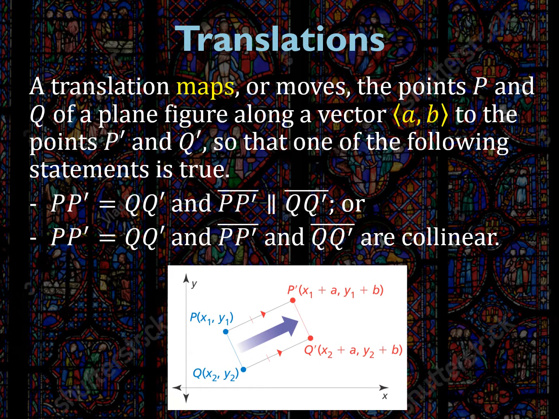A translation maps or moves the points P and Q along a vector <a, b> such that one of the following statements is true. You start out with P, you end up at point P prime. P is where you start and you're moving to P prime. P is part of the pre-image, P prime is part of the image. Notice when you move all the points in the same direction, the same distance, you will end up with parallel lines. So notice that PP prime is parallel to QQ prime. That's how you know that it's a translation. Basically, all the movements are in the same direction and they're all going to be parallel.